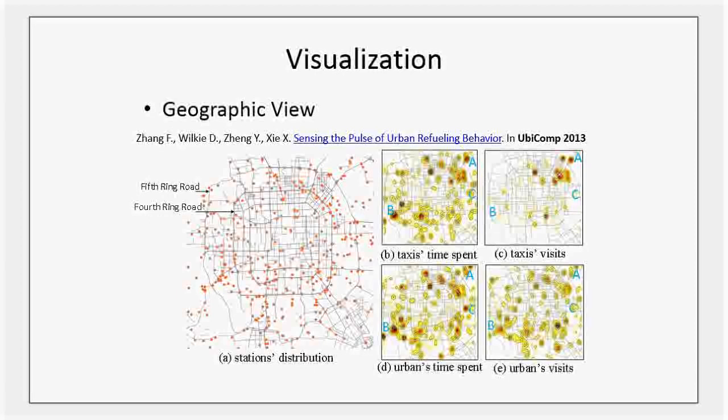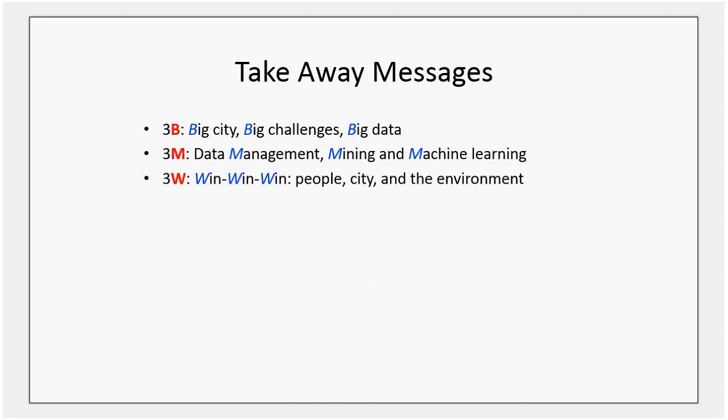So let me summarize what urban computing is, with some takeaway messages. Our vision is 3B, that means using big data to tackle big challenges in big cities. Our methodology is 3M, that is data management, data mining, and machine learning. And our result is a win-win-win situation among people, city, and environment. So in an even shorter code, it is 3BMW. That's urban computing.